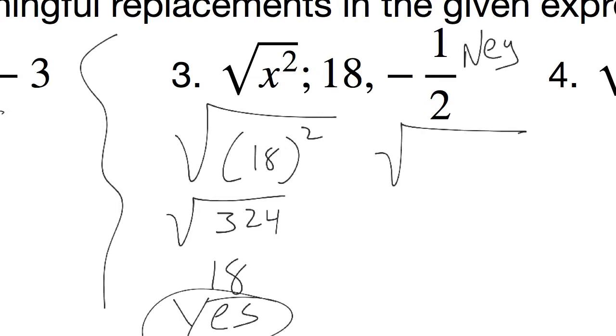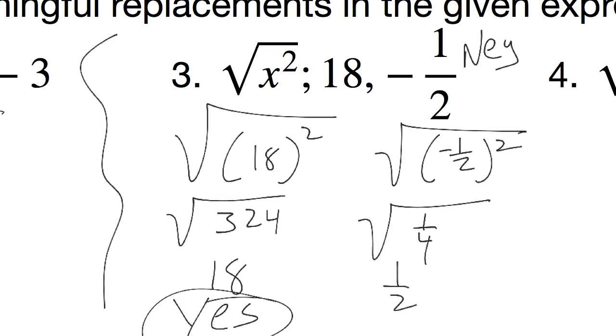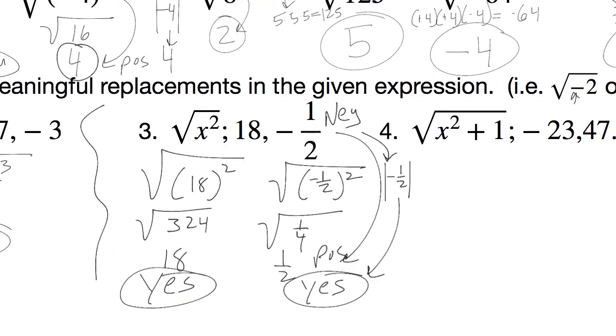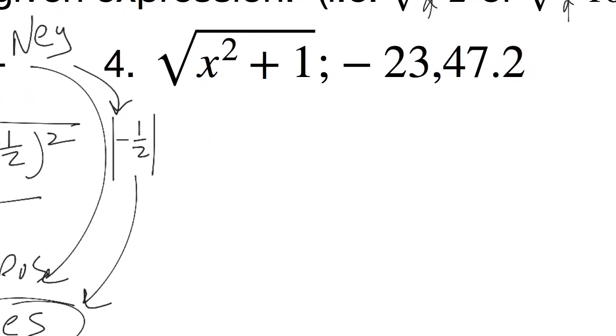When you take the square root of negative 1/2 squared, then negative 1/2 times itself is going to be positive 1/4. And you take the square root of 1/4, you get back to positive 1/2. You start out negative, and then it becomes positive. Well, that is a meaningful replacement. It's kind of like we took the absolute value of negative 1/2 and we made it positive. Squaring a number and then taking the square root is the same thing as taking its absolute value.